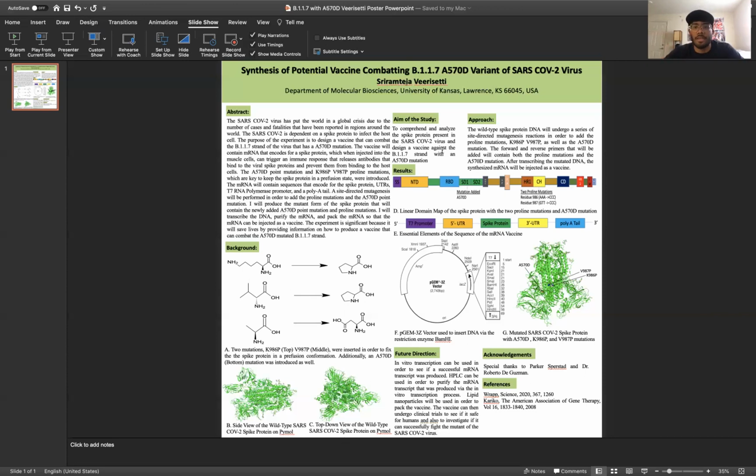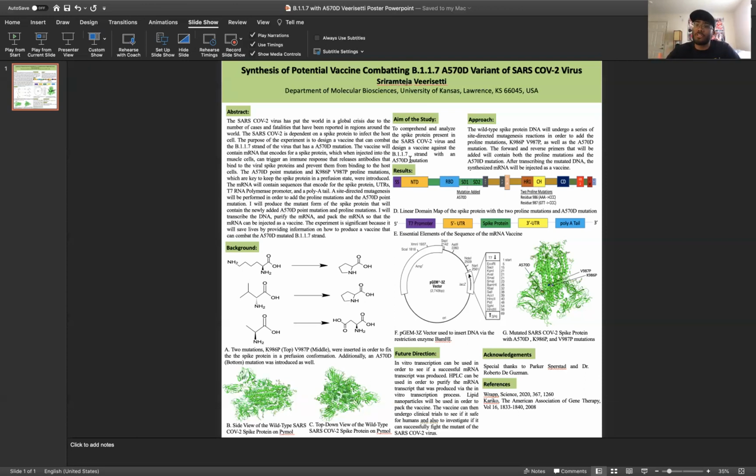So what's the aim of the study? The aim of the study is to comprehend and also to analyze the spike protein that's present in the SARS-CoV-2 virus. We also want to produce a vaccine that can combat this B.1.1.7 strain with the A570D point mutation. So what's the approach? The wild type spike protein DNA will undergo a series of site-directed mutagenesis reactions in order to introduce those two proline mutations as well as the point mutation with the A570D introduction.